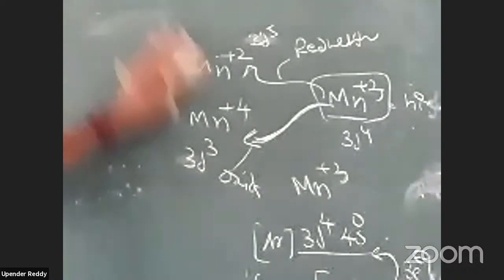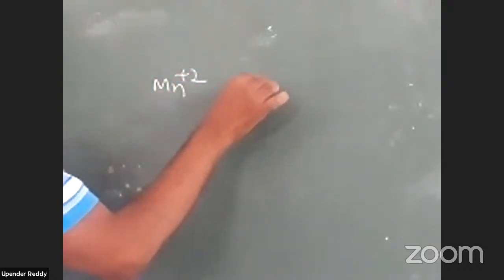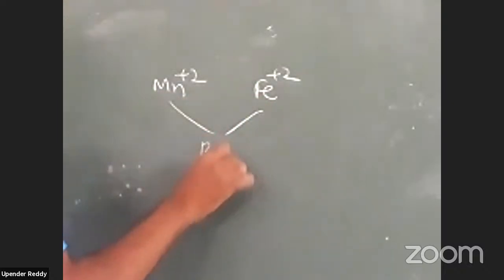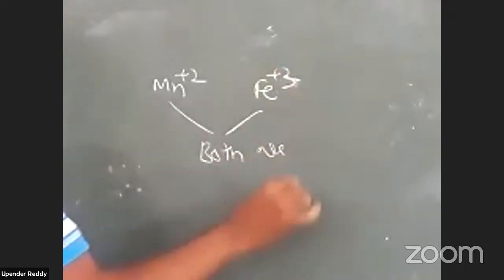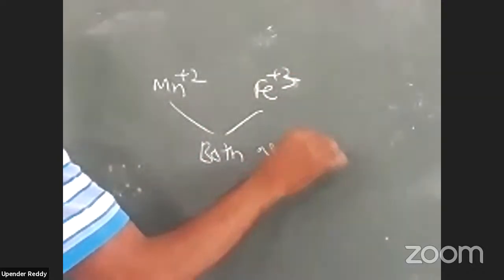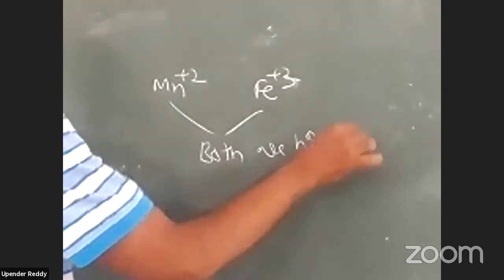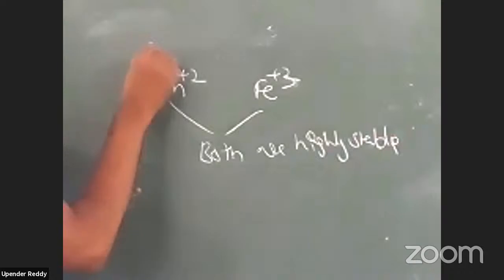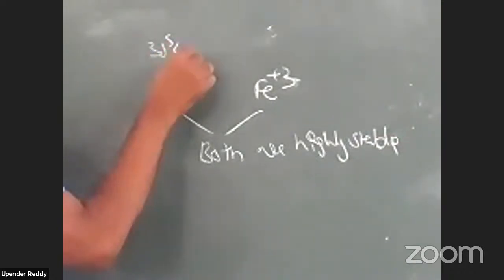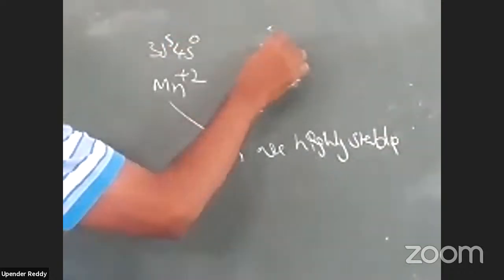And the second most important point: out of Mn plus 2 and Fe plus 3, these both are stable. Both are highly stable. Why are both highly stable? Because Mn plus 2 has 3d5, 4s0, and Fe plus 3 is also 3d5, 4s0.